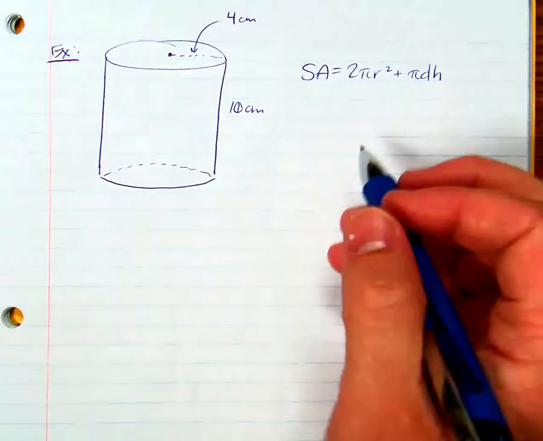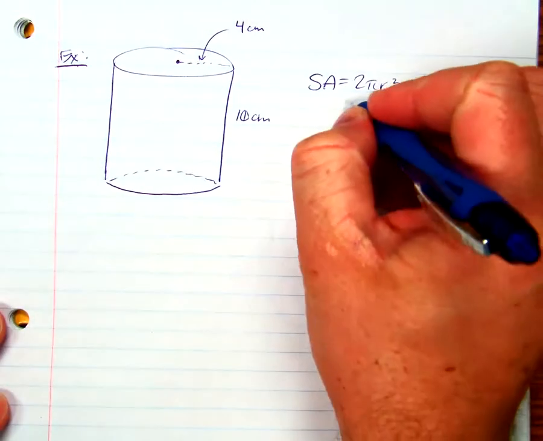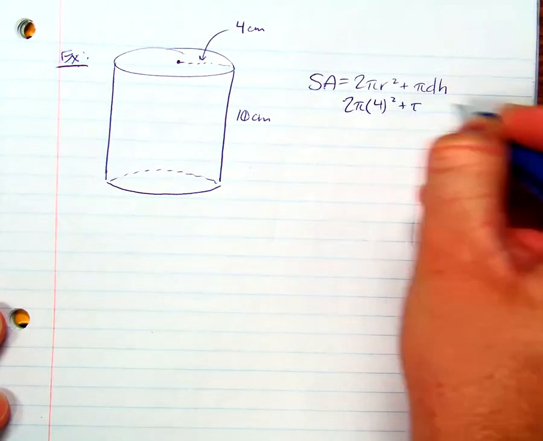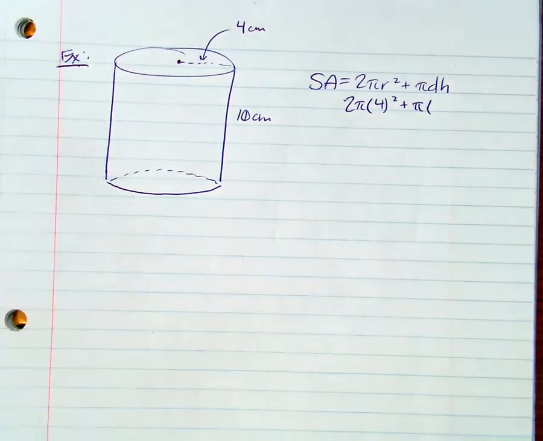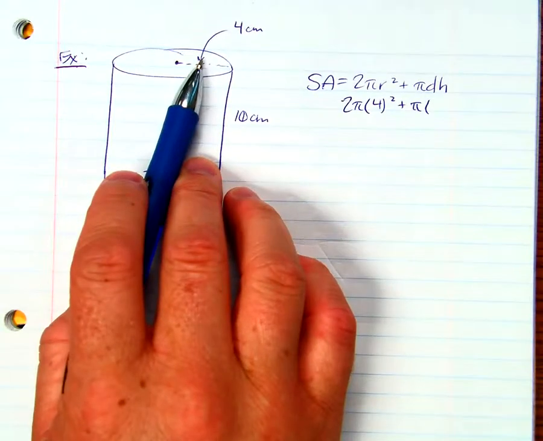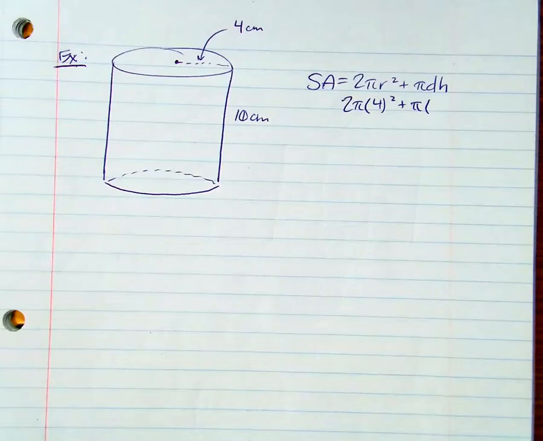If we plug all the numbers into the formula, we have 2 pi, and then r was 4. Pi again. The diameter. They didn't give us the diameter, they gave us the radius. Can someone please tell me if the radius, as they labeled here, is 4? Can somebody please tell me what the diameter would be?